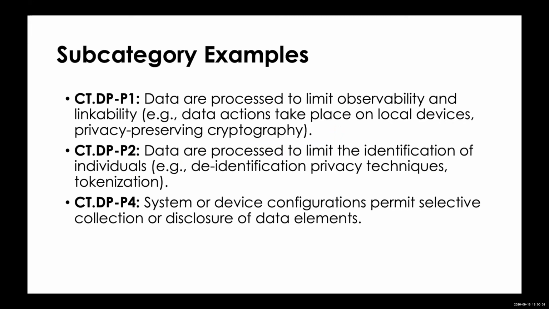So here we have 3 subcategories from our control function. You can see that the first one is data are processed to limit observability and linkability. Again, this isn't a prescriptive requirement. That's not how we designed the framework. The framework is designed instead for an organization to have these options available as building blocks and to say, okay, we do want to try to process our data to meet our risk tolerance. So what's the extent to which we need to process to limit observability?